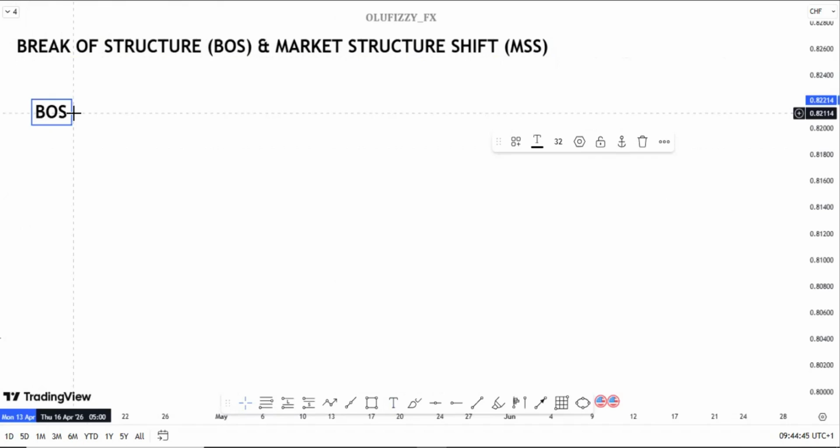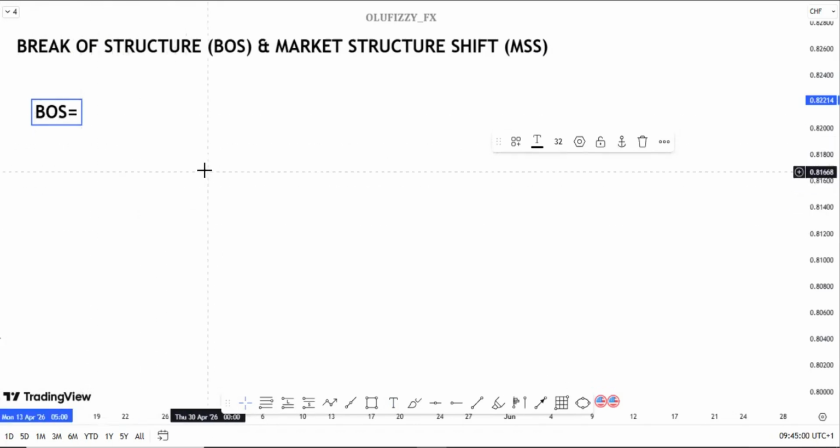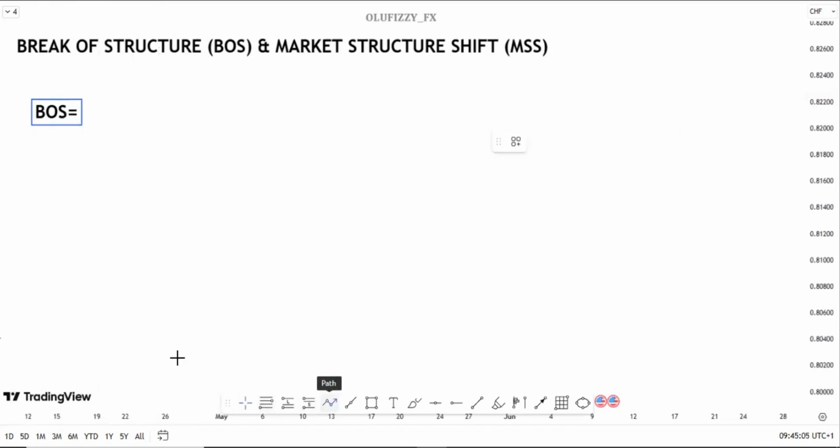Break of structure, also known as BOS, as I said earlier, happens when price breaks a significant swing point in the direction of the current trend. Let's take a bullish trend as an example. If you don't have knowledge about market structure, you can go to the previous video I uploaded before this one, so you will have a better understanding of market structure. Now let's use bullish market structure as an example.